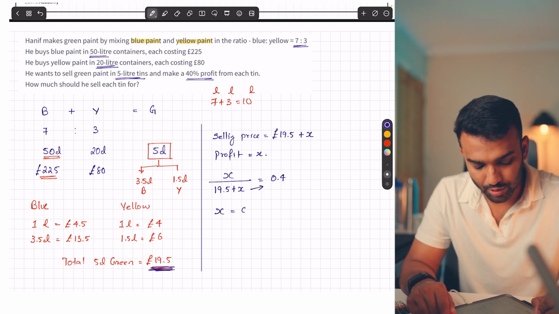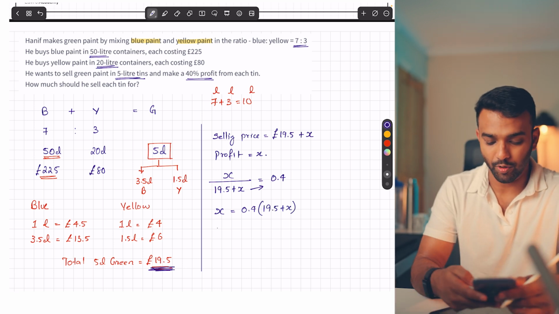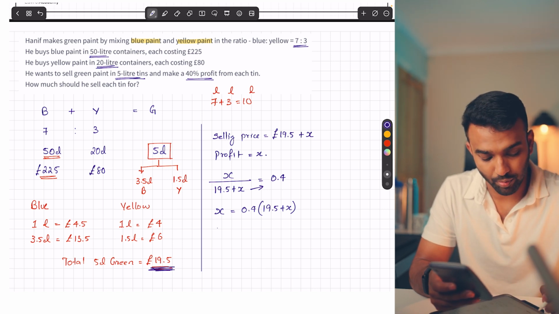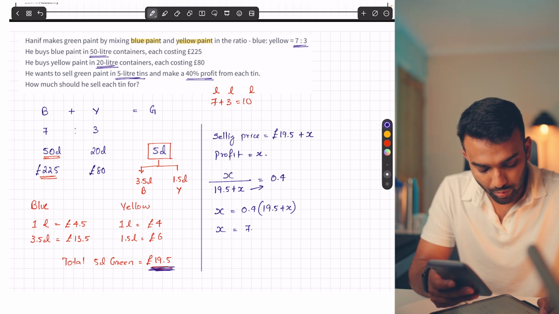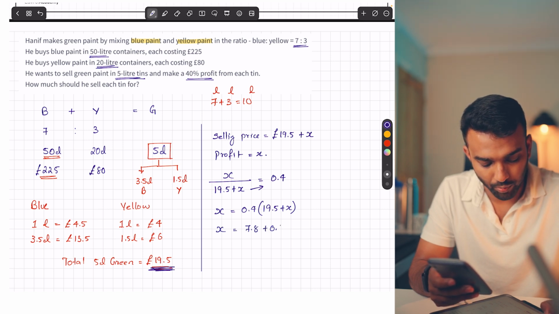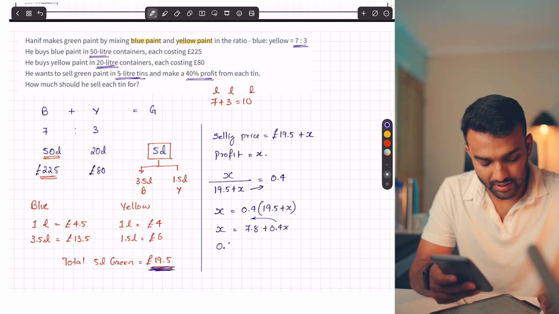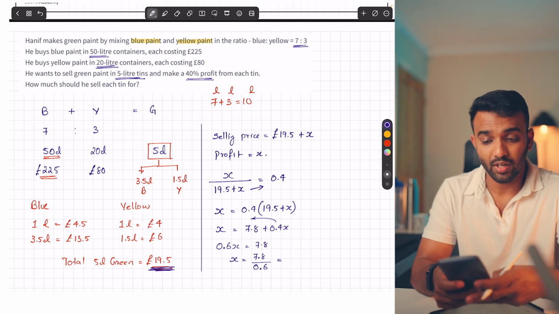So X is equal to 0.4 times (19.5 plus X), and expand the bracket. So 0.4 times 19.5 gives me 7.8. And we have X equal to 7.8 plus 0.4X. Take that to the other side, so that will become 0.6X equals 7.8, and the value of X is 7.8 divided by 0.6. And this is going to just give you the profit.